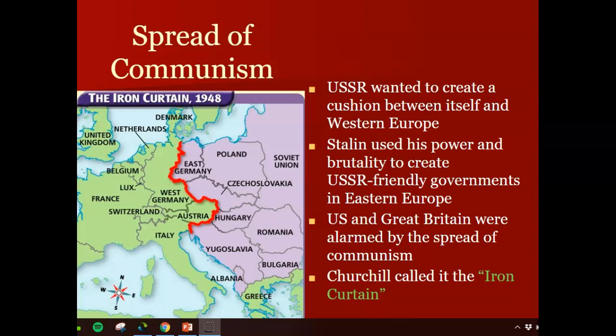The United States and Great Britain were really quite alarmed by the spread of communism. The United States and Britain had freed the countries to the west of that red line, with the exception of Switzerland there, and wanted to have democracies and capitalism there, which is what eventually were established. That red line itself is the dividing line between the communist East and the capitalist West. And Churchill called this, in a famous speech that he gave right after World War II, the Iron Curtain, a border between East and West.